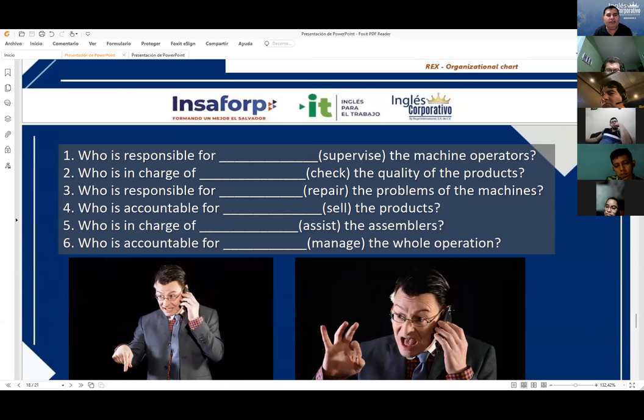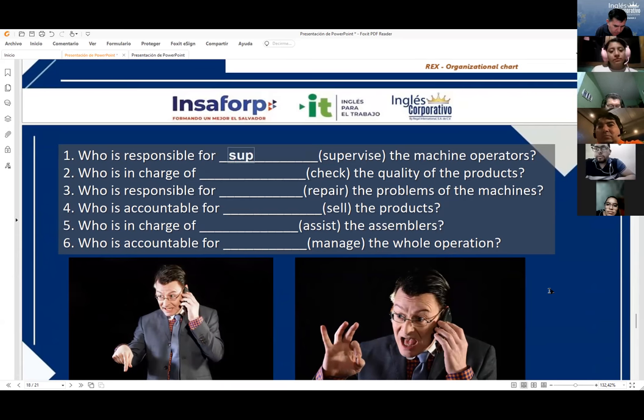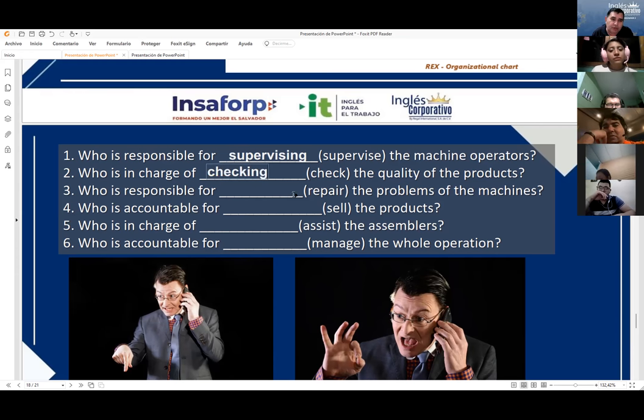Okay, let's see. Who is responsible for? Okay, who is responsible for supervise the machine operators? ¿Cómo vamos a poner aquí? Supervising. Okay, who is responsible for supervising the machine operators? Okay, number two, who is in charge of? Who is in charge of what? Checking. Recuerden que después de la preposición vamos a poner el verbo en el paréntesis en ING.